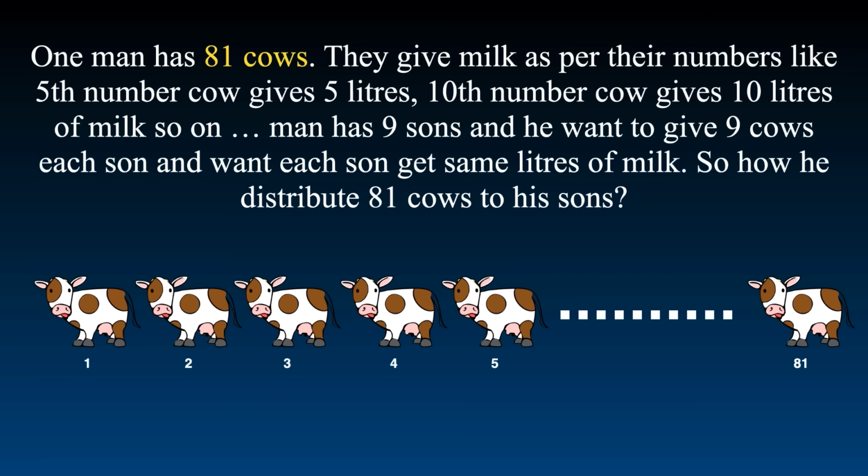Let me simplify the puzzle. A man has 81 cows numbered 1, 2, 3 till 81. The beauty is that cow number 1 gives 1 liter of milk, cow number 2 gives 2 liters of milk, and so on. The man wants to equally distribute the cows among his 9 sons so that each one of them gets the same quantity of milk. So how does he distribute those 81 cows to his sons?